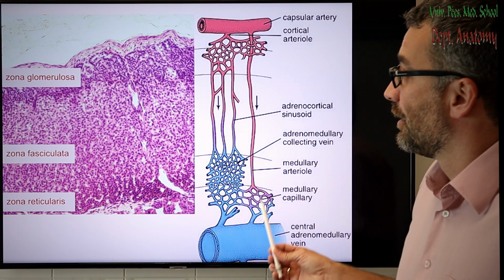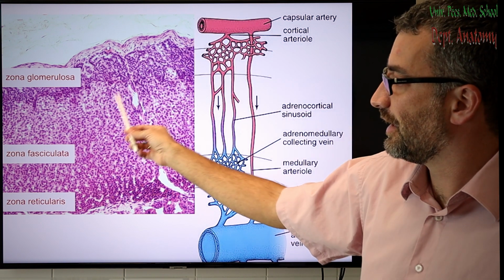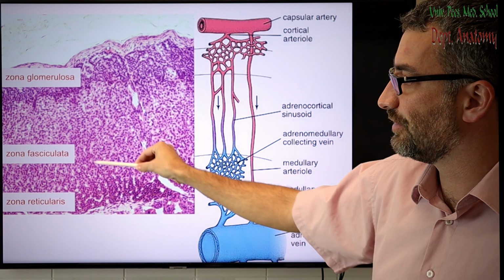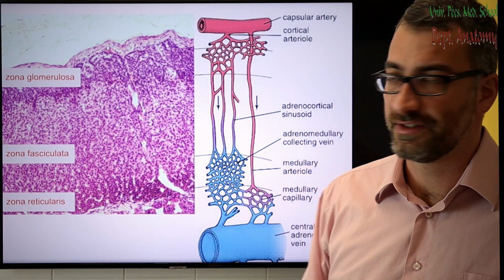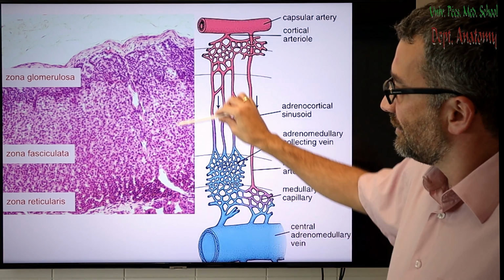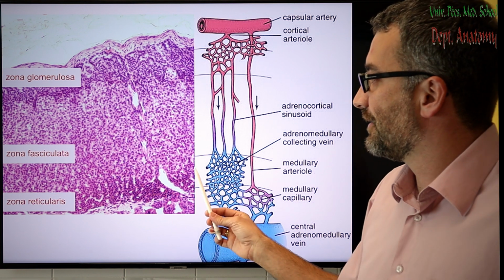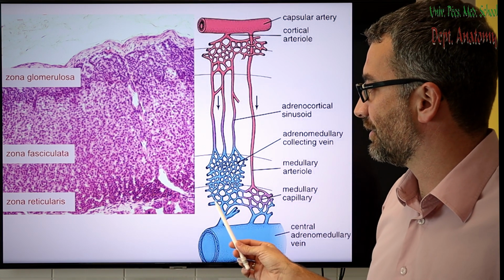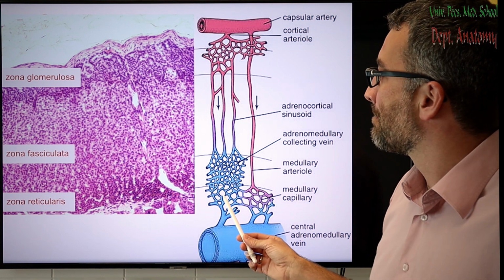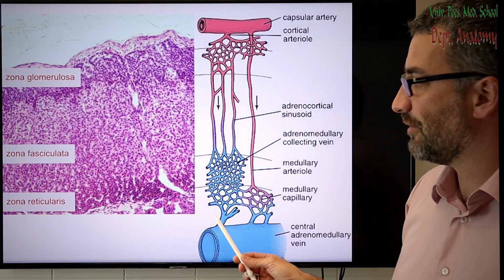different layers. The top layer is called zona glomerulosa, then the thickest middle layer is zona fasciculata, and then the deepest layer is the zona reticularis. These cells show different thickness of cytoplasm, and also the cytoplasm itself shows slightly different staining. We will discuss them one by one.